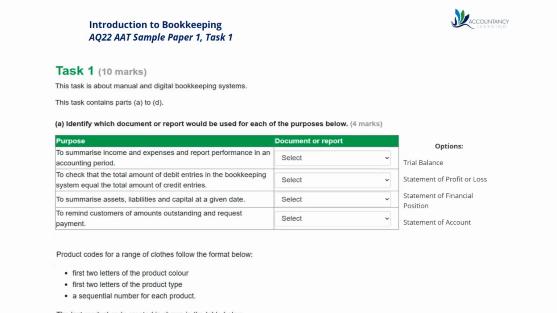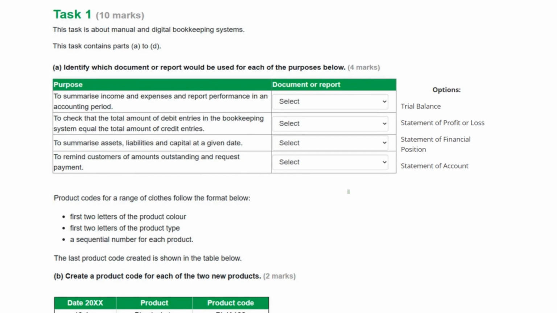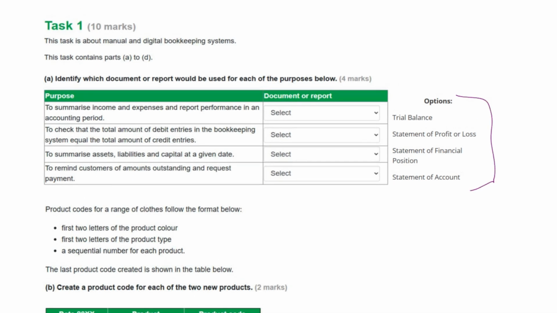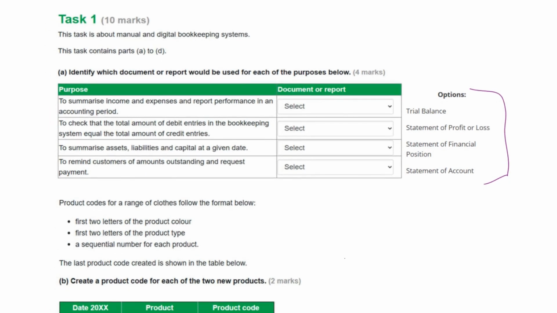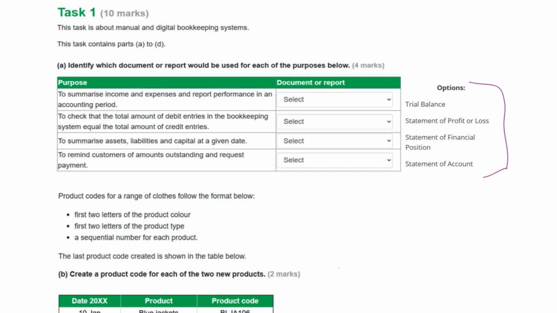So Task 1 is all about manual and digital bookkeeping systems. In Part A, we're asked to identify which document or report would be used for each of the purposes below. We've got the options that we need to choose from, so you'll have the drop-down boxes in the exam. And our first one is to summarise income and expenses and report performance in an accounting period.